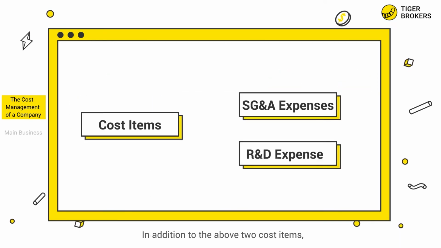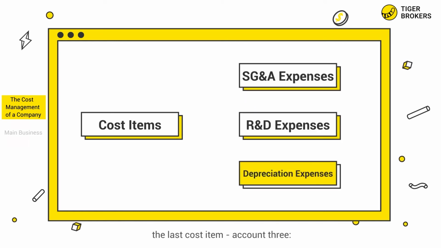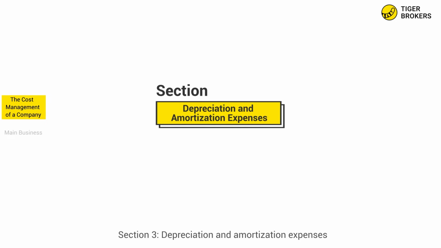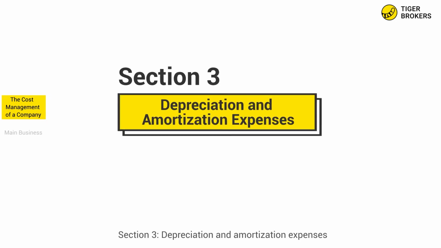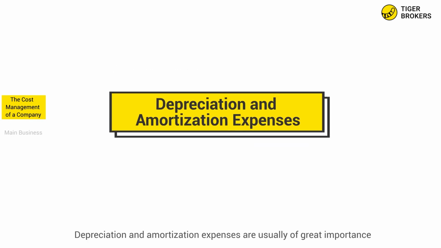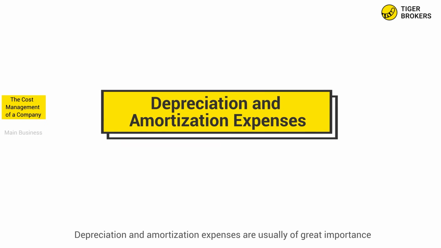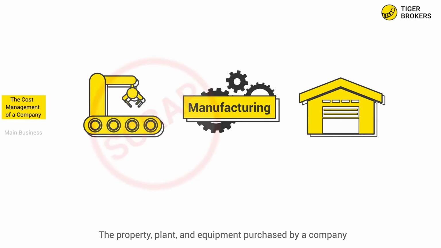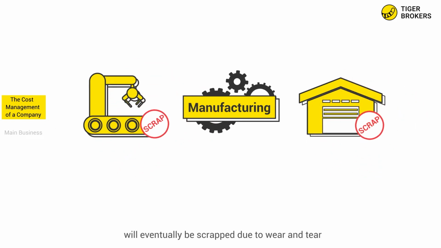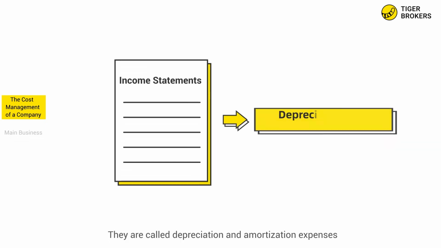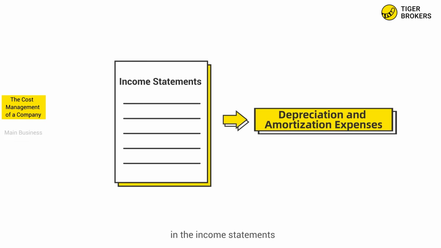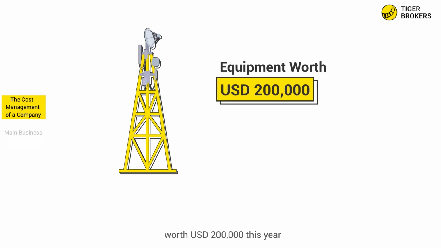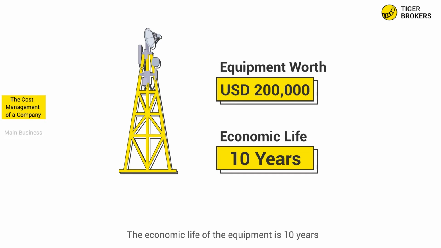In addition to the above two cost items, the last cost item is Depreciation and Amortization Expenses. Section 3, Depreciation and Amortization Expenses. Depreciation and amortization expenses are usually of great importance in the manufacturing industry. The property, plant, and equipment purchased by a company will eventually be scrapped due to wear and tear. They're called depreciation and amortization expenses in the income statements. Suppose your company purchased communication equipment worth $2 million this year. The economic life of the equipment is 10 years.